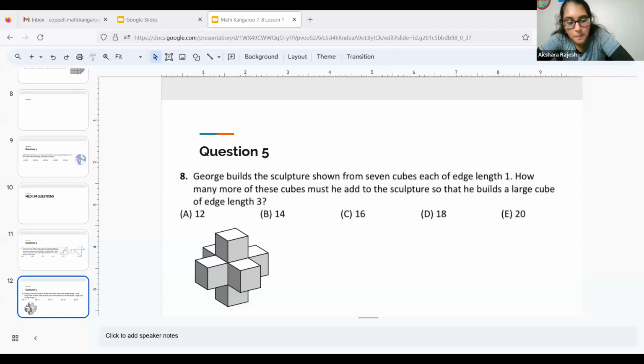I have my answer. All right. Let's go ahead and call on Shrishti to explain.